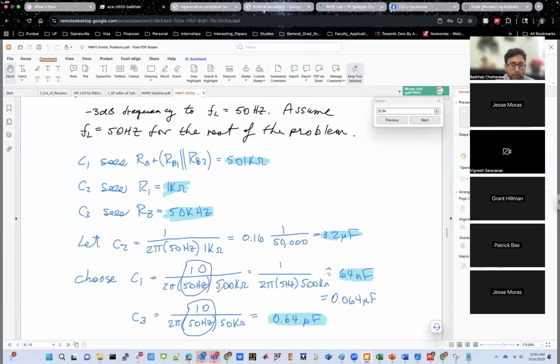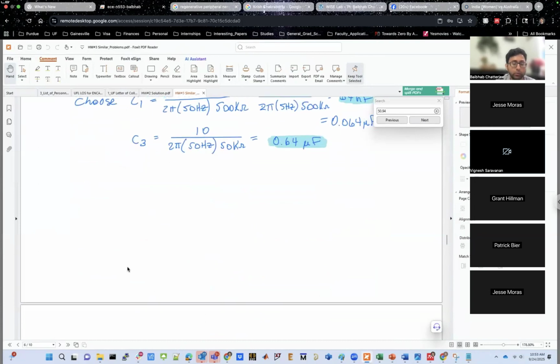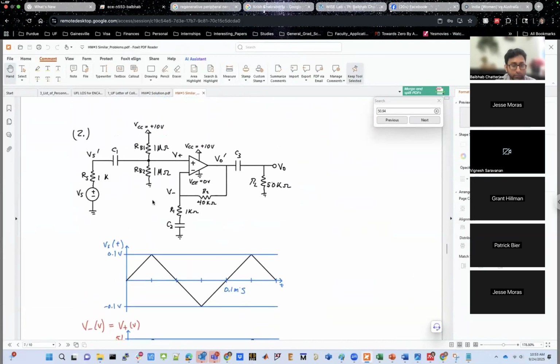But the resistance connected with C1 is about 500K. For C3, it's about 50K. And using those values, you can find out what would be your C1 and C3. So you have a very similar problem in your homework number 3 as well. I'm just showing how to solve those kinds of problems. Please look into problem number 2 as well.